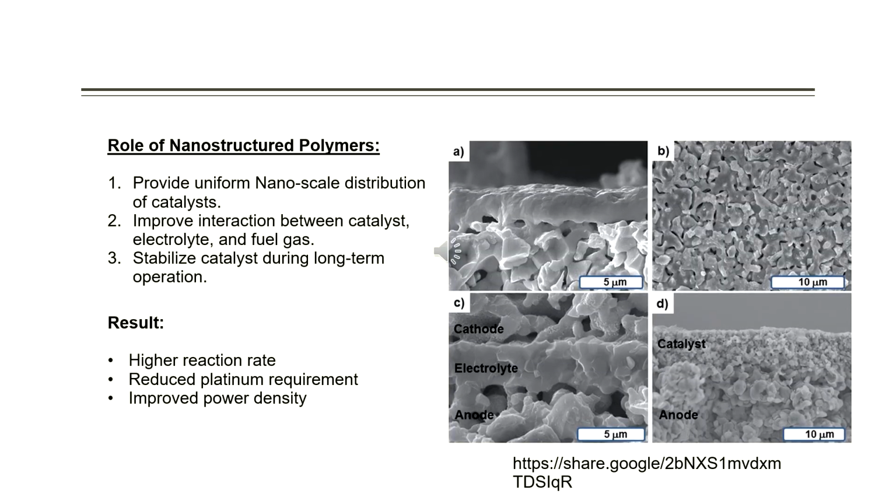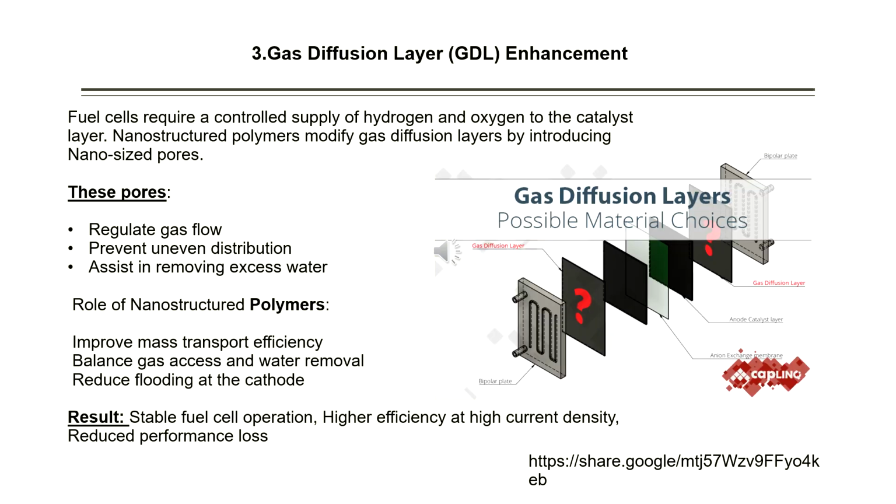So how will this process continue? Let us see. The polymer has a large surface area due to nanoscale structure. So catalyst particles are evenly distributed over the surface. This maximizes the number of active reaction sites. As an outcome, we will get a high reaction rate, reduced platinum requirement, and improved power density. The benefits include more efficient hydrogen oxidation and oxygen reduction, and the use of catalyst will be less. These are the properties of the second application.